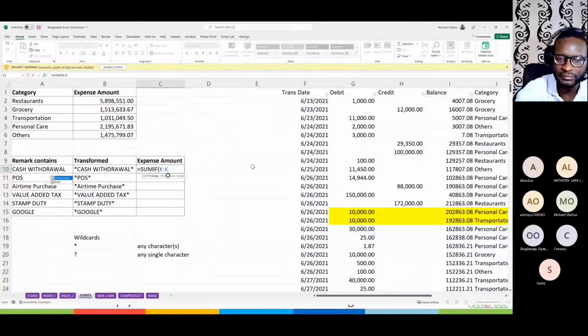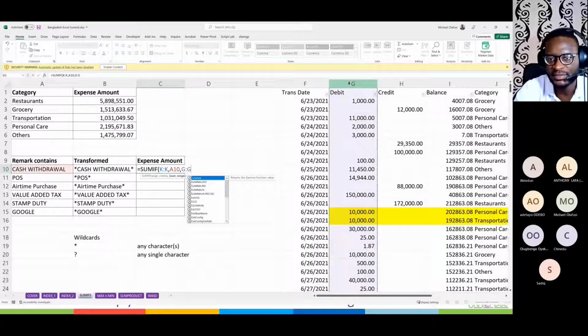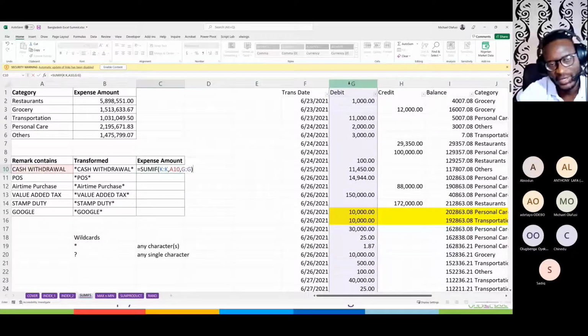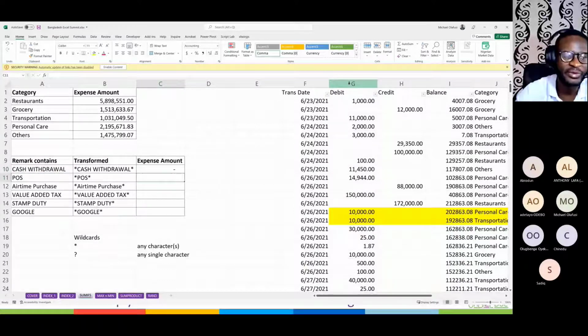And then, what am I looking for? Anything that has cash withdrawal, right? And then I need it to get for me the total money, the debits, the money I took out as cash withdrawal. And you'll be like, that's it. And I press enter, and it's not getting me anything. I can see with my eyes that I have cash withdrawals, but my formula is not getting me anything. Why?